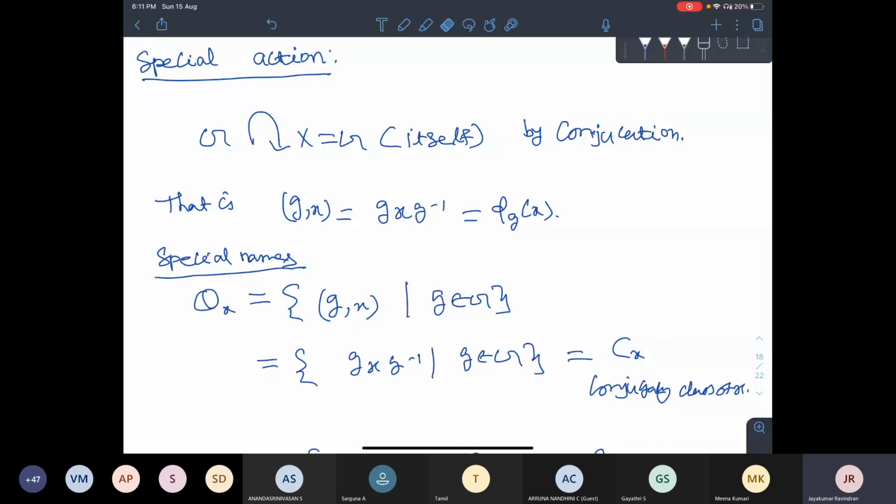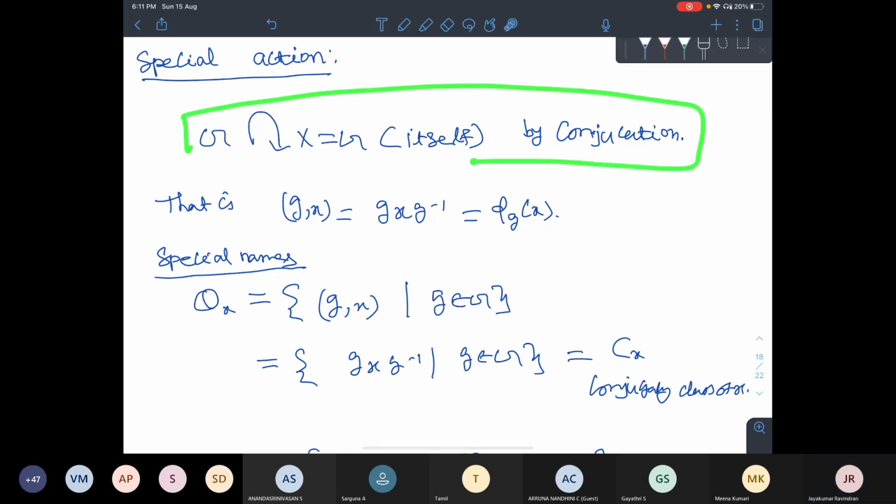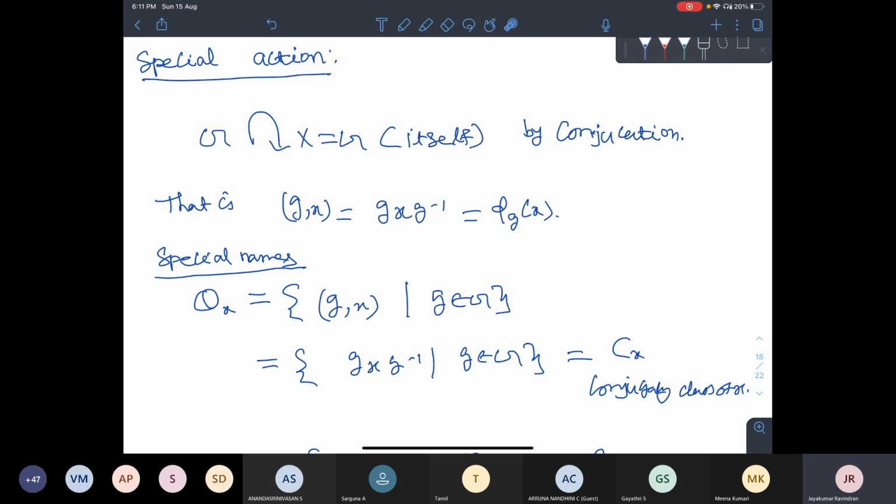Whoever understood the lecture, for them it is easy because it's a special action. A group acting on X, I told you there are two conditions. One condition: E comma X equals X for every X. Second condition: you act with the product, or act individually, first G2 then G1, and both are the same. For the special action called the conjugation action, a group acts on itself by conjugation. What is the action? G X G inverse. This is the action.